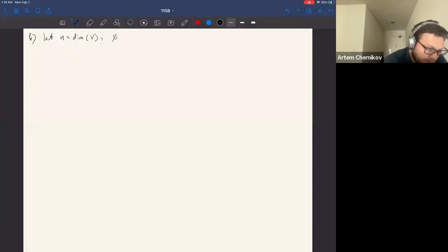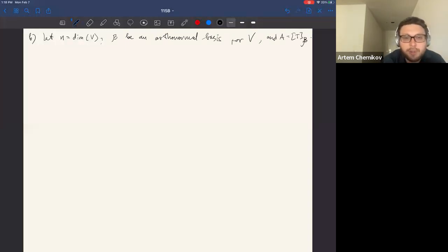And let beta be an orthonormal basis for V. It exists because the space is finite dimensional. And finally, let A denote the matrix representing T with respect to beta. Now since T is self-adjoint, the matrix is also self-adjoint. So we have that A is self-adjoint.